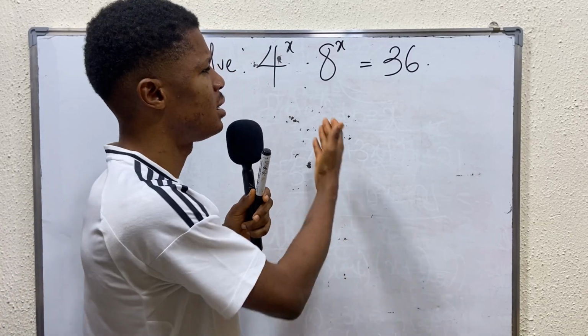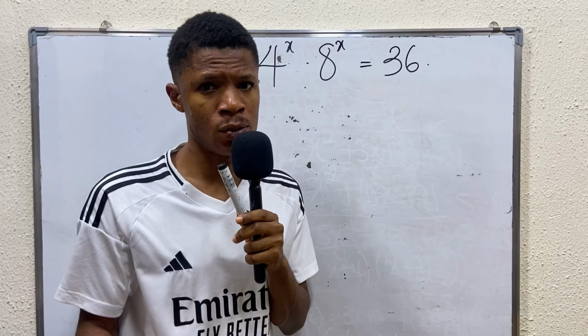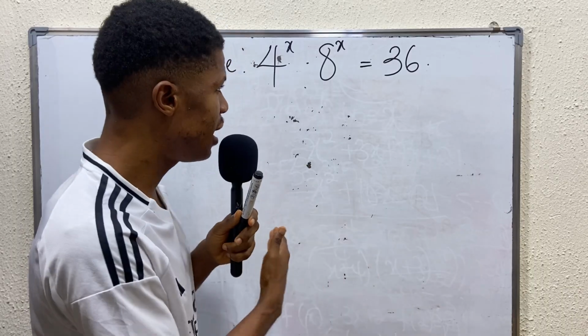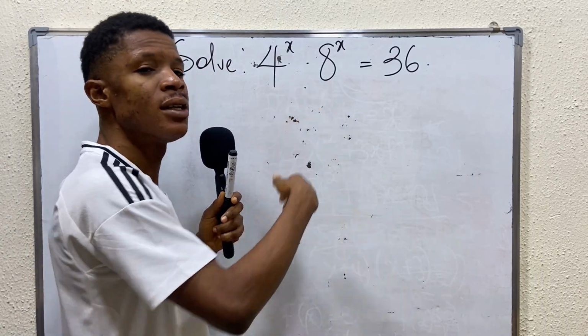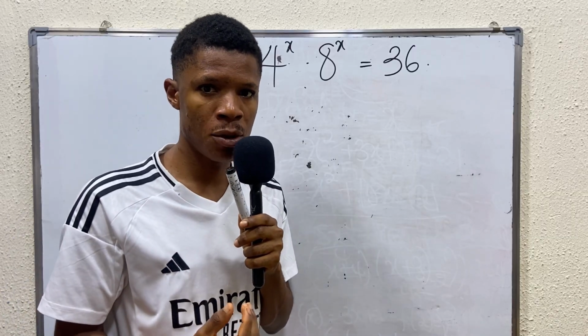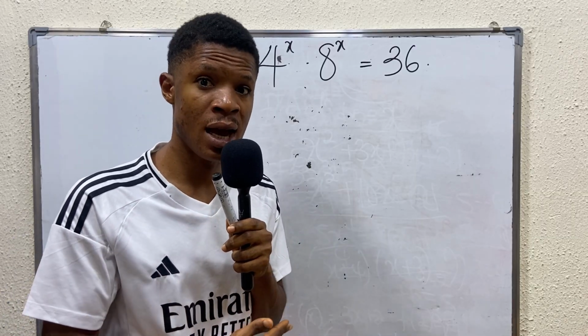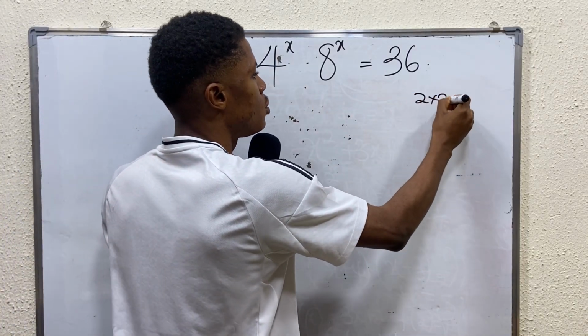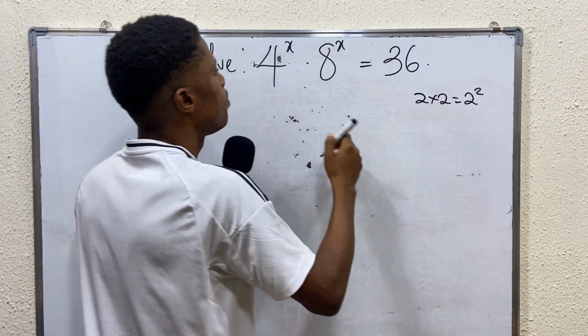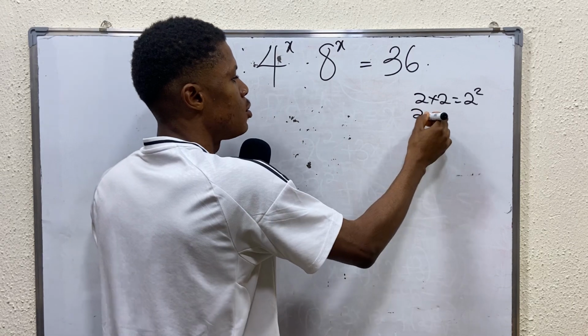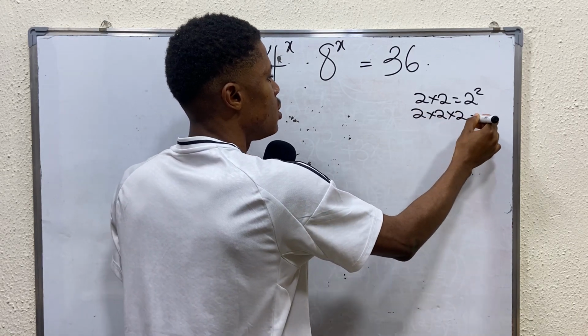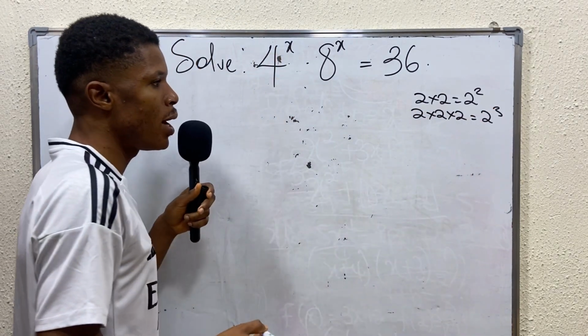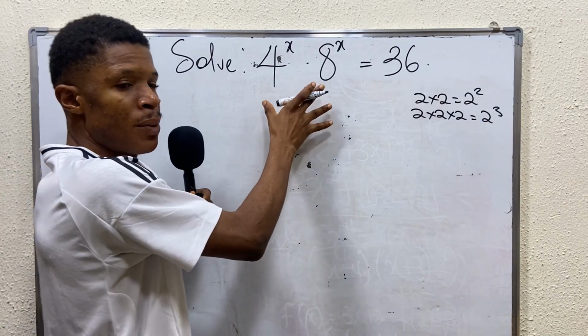First thing you observe is that the left and the right hand side cannot be expressed in common base. But in the left hand side, you have 4 and 8. Two of them can be expressed in common base. So we have to simplify the side first. So you see that 4 can be seen as 2 times 2, which is 2 squared, right? And 8 can be seen as 2 times 2 times 2, which is 2 cubed. So 8 and 4 should be replaced respectively.